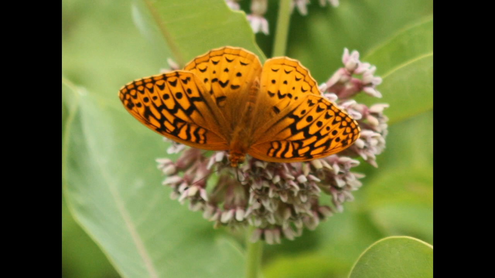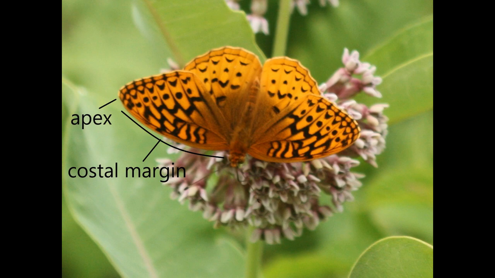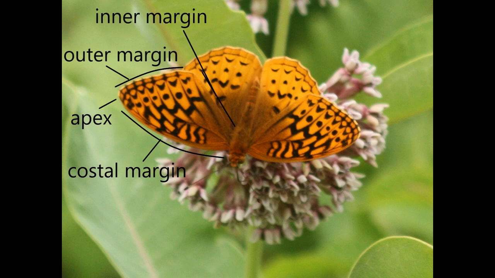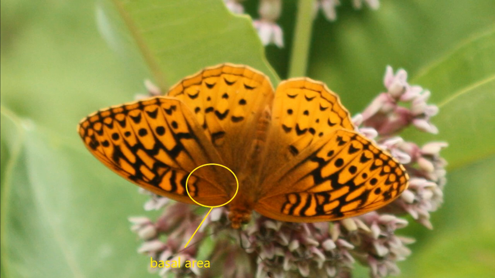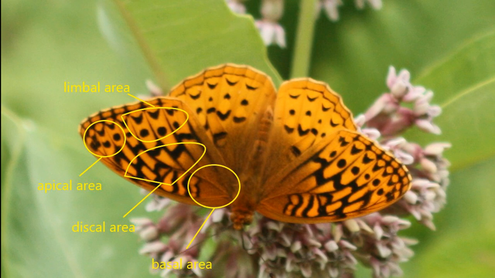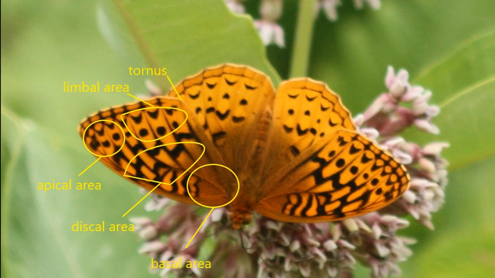Lepidopterists have also built up an extensive vocabulary to refer to places on the butterfly wing. We'll examine a few of these terms. First, the wing's tip is called the apex, the farthest point from the body. The leading edge of the wing we call the costal margin. The edge behind the apex is the outer margin, and the caudal edge is the inner margin. Terms we use for areas on the wing help us explain the positioning of patterns. The basal area is a region closest to the body, while the limbal region is along the outer margin. The apical area surrounds the apex, leaving the area in between these regions, the discal region. The angle on the caudal end of the outer margin is known as the tornus.